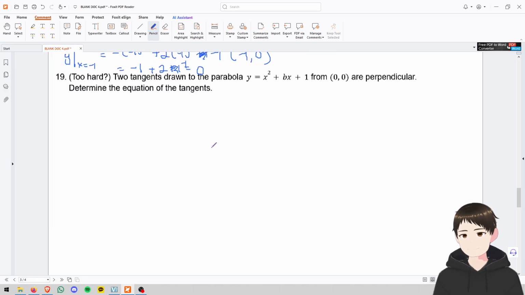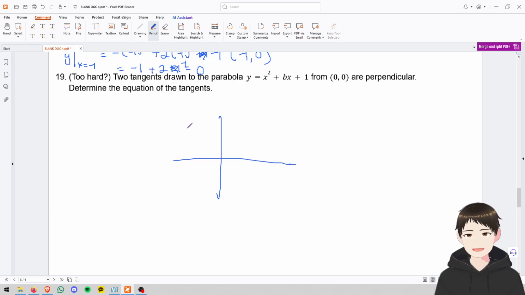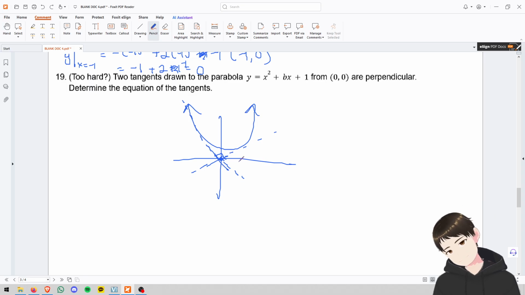19. Two tangents. I was a little hesitant to write this, but I left it in the Google Doc. Try it out. Two tangents drawn to the parabola here from 0, 0 are perpendicular. So again, let's pretend I have some kind of parabola. I don't know what it is. Something like that. Two tangents drawn from 0, 0. So maybe it's like that, and maybe it's like that. These two tangents are perpendicular to each other. Find it. Ready? Here we go.